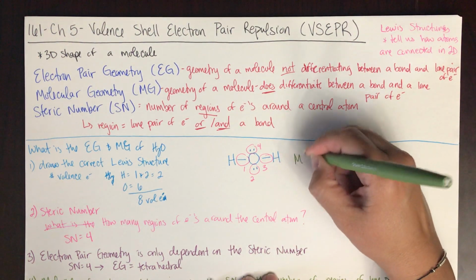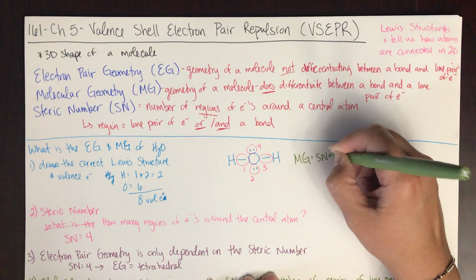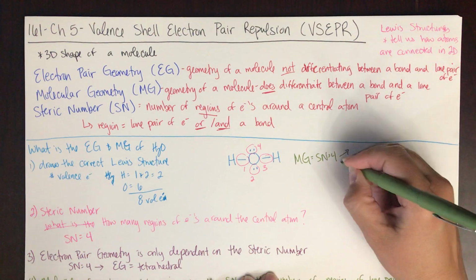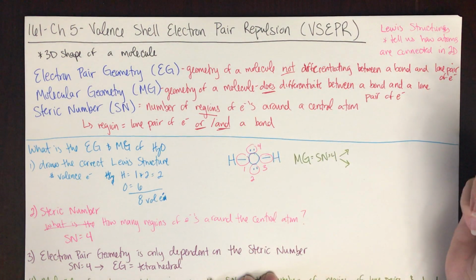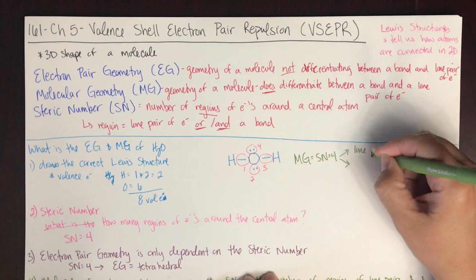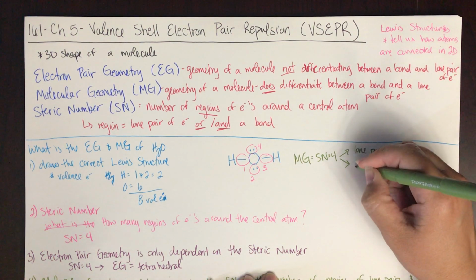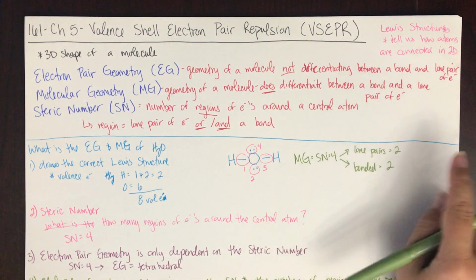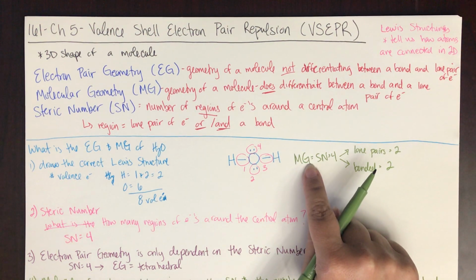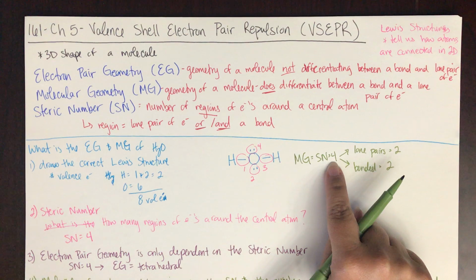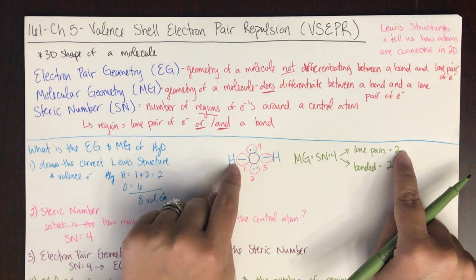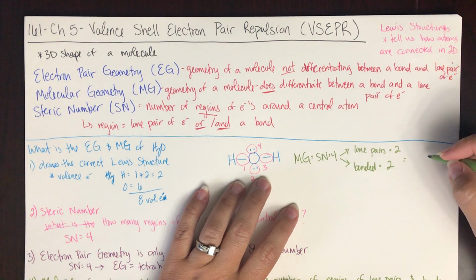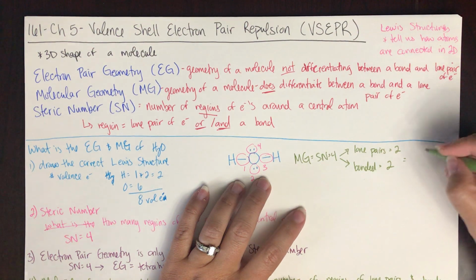So here, for the molecular geometry, I have a steric number that equals 4. That doesn't tell me everything I need to know. I need to know how many of those 4 regions are lone pairs and how many regions are bonded. So for lone pairs, I have 2, and for bonded, I have 2. So if I look at the chart and see what is the molecular geometry of a molecule that has a steric number of 4, 2 lone pairs of electrons, and 2 bonded pairs of electrons, this has a molecular geometry that's called bent.